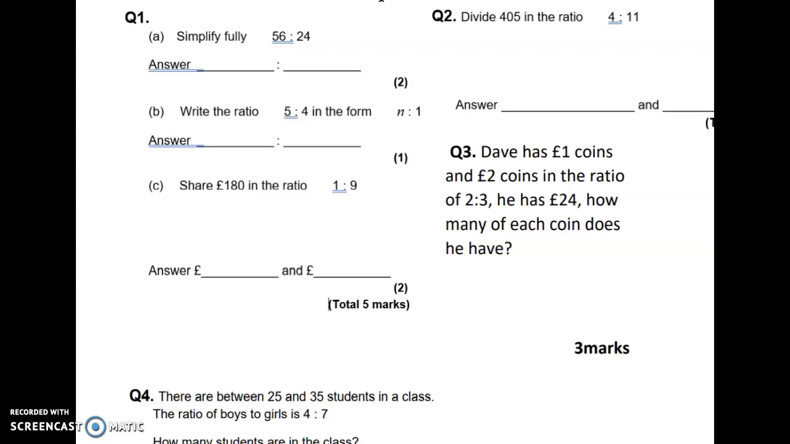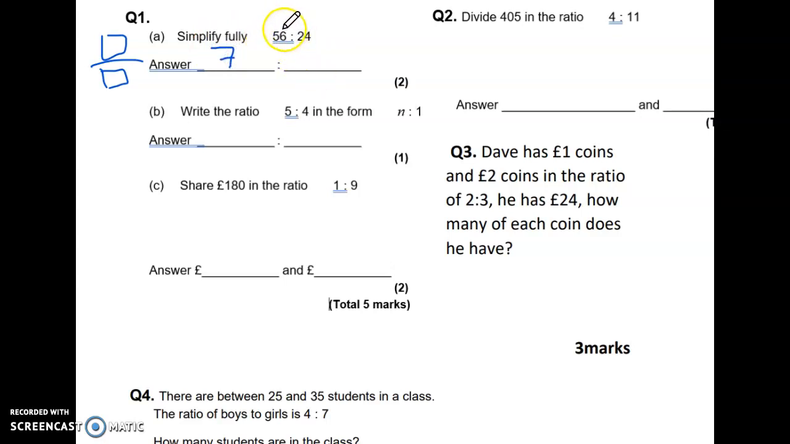I use the fraction button. So even though it's not a fraction, I'm treating it as such, so I can simplify it. So if I put 56 over 24, it simplifies it. It'll make it into 7 over 3. That's 56 will become 7, and this will become 3.